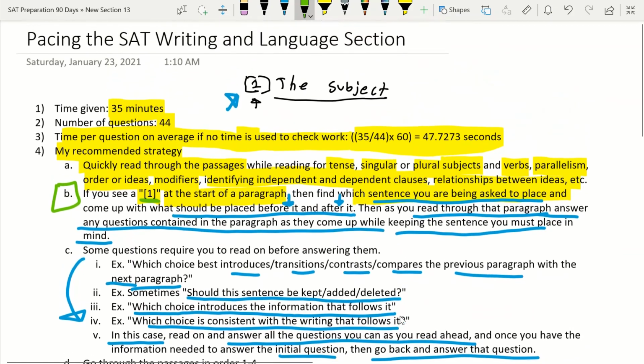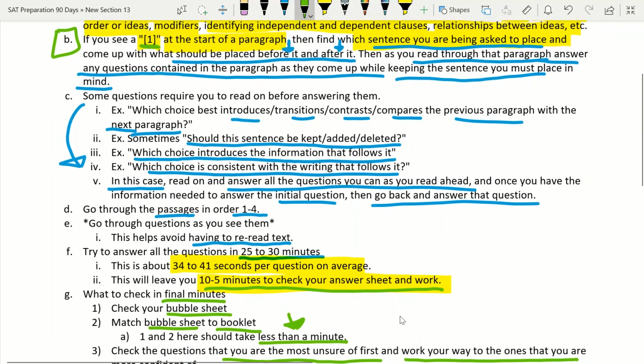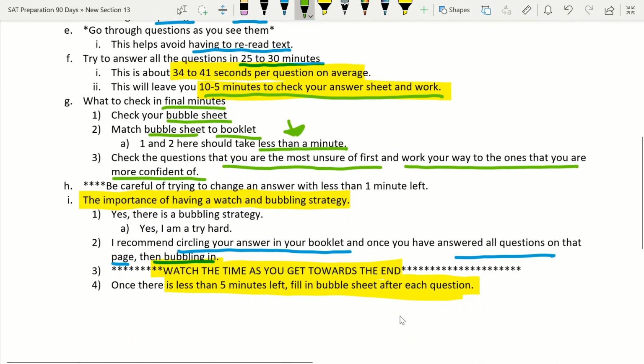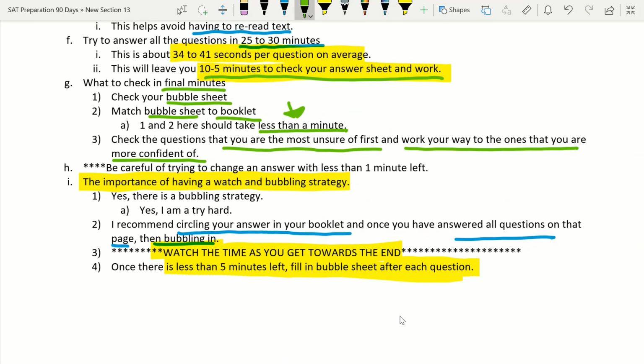Okay, other things. I talked about how the reading is different, and the average time that you're going to need. The other thing is if you're ever asked a question, you need to read on to find the answer to it. Make sure that as you read on, you're answering those questions as you read. That way you don't have to go back and reread afterwards. Then going through the passages in order 1 through 4, and going through the questions as you see them, like I talked about, helps avoid rereading text. You want to finish in about 25 to 30 minutes. This means you're going to have about 34 to 41 seconds per question on average, and this would leave you with 10 to 5 minutes to check your answer sheet and work. I also talked about the bubbling strategy.